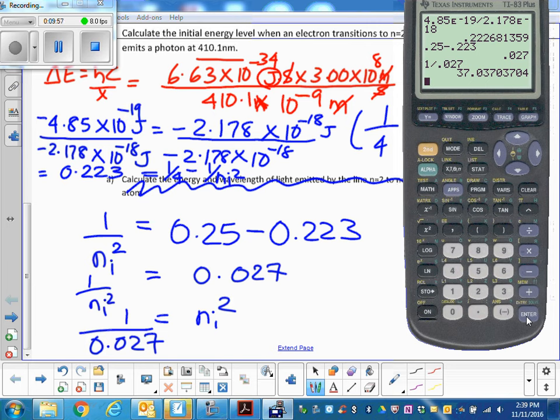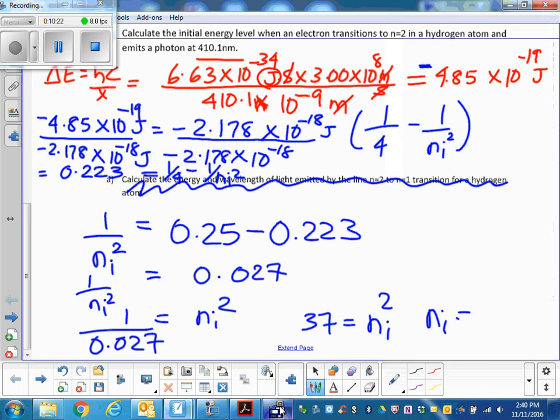So I have 37 equals Ni squared. Now remember, Ni is an energy level. It has to be a whole number from which the transition is taking place. So the closest you can get to is 6. Your Ni equals 6. So from which energy level does it make the transition? It makes the transition from energy level 6. Do we understand this problem?